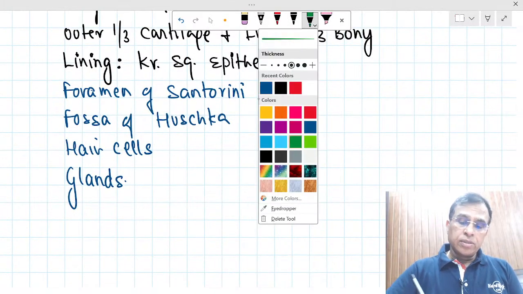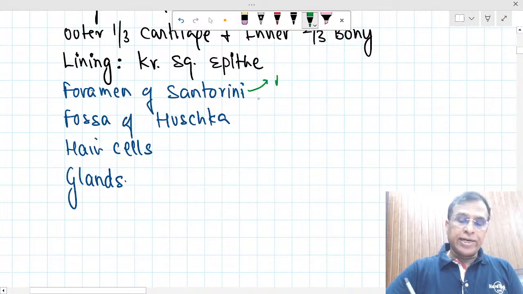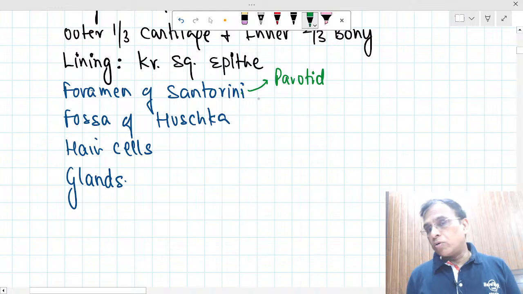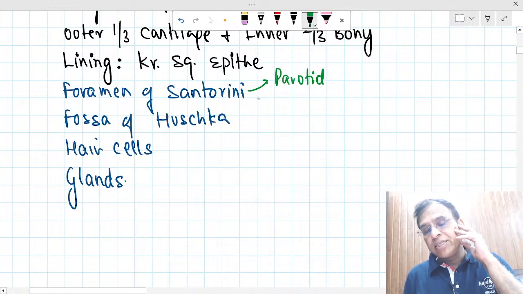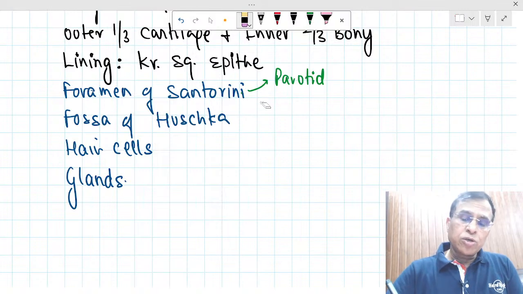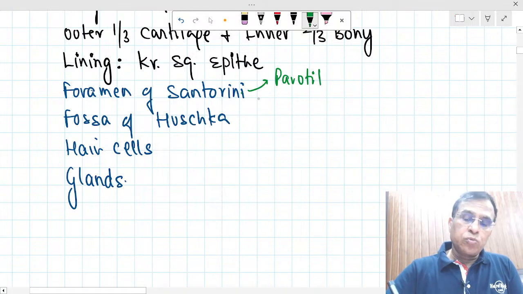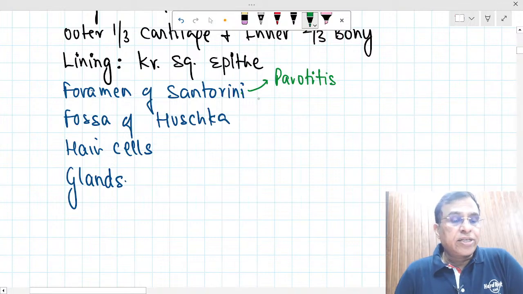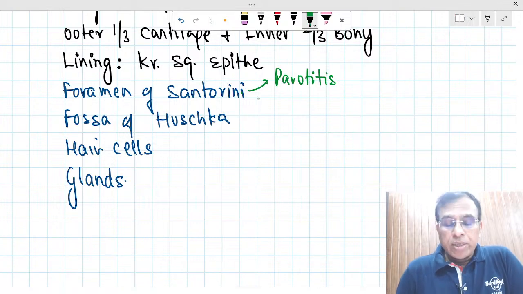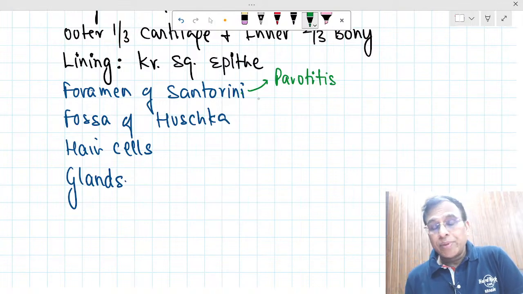What are the 2 names? One, it can cause parotitis, parotid gland. We all know around the pinna, if you can see my face, there is a parotid gland here, parotitis. So this was the question asked once. The question was like this: why is parotitis common in a patient of otitis externa? And one of the choices said because of foramen of Santorini, and that was the correct answer.